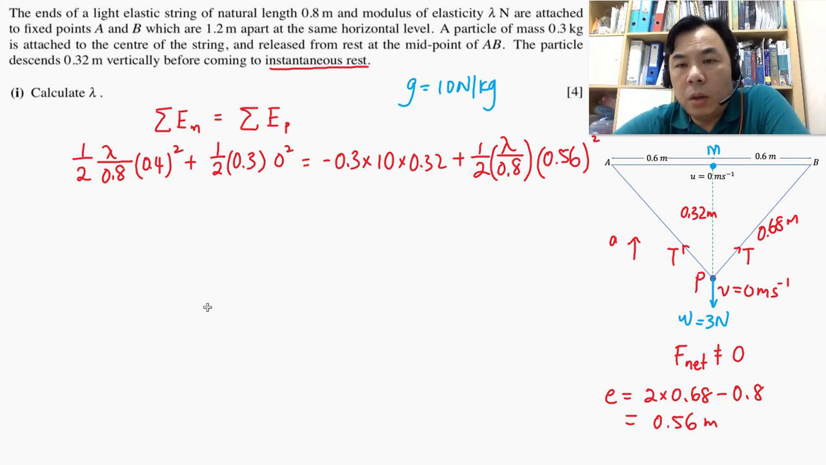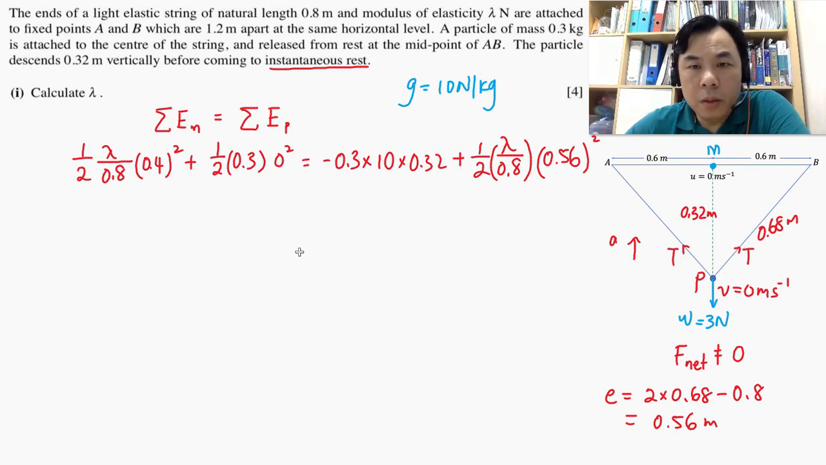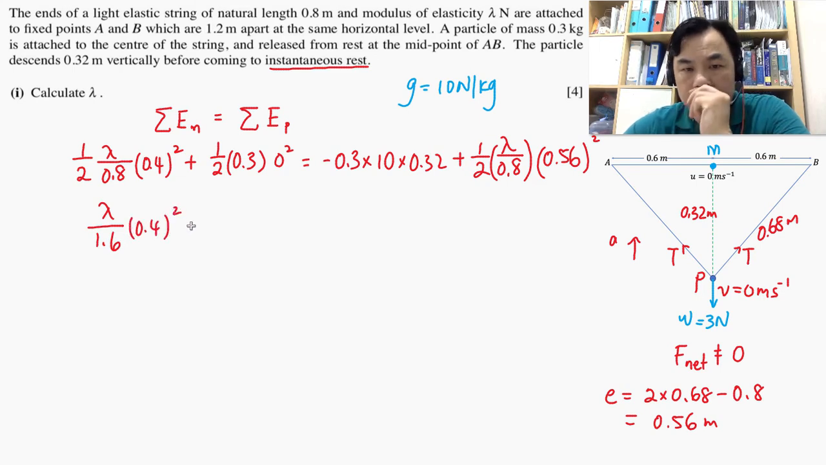That is our conservation of energy, right? Now we're going to clean this up and perform a bit of algebraic manipulation so that our objective can be reached. We are going to obtain the modulus of elasticity, which is given by lambda. In this case, I'm going to rearrange this and rewrite this again. Maybe I'm going to write down 1.6, it will be easier. Rather, write as 1.6, 0.4 squared here.